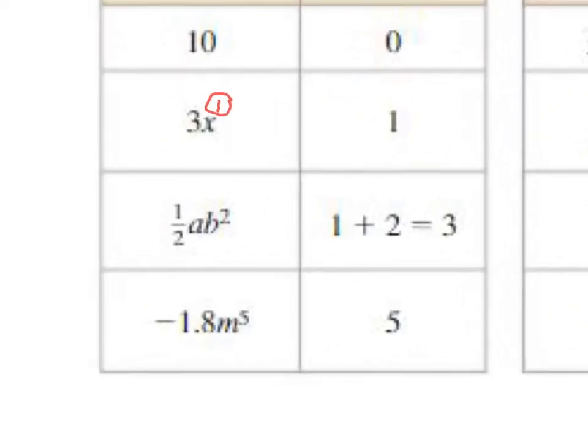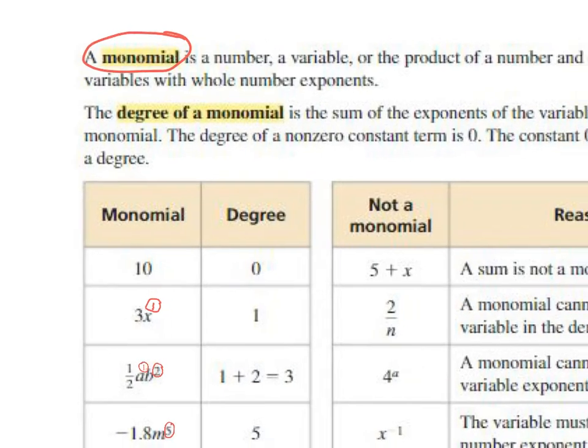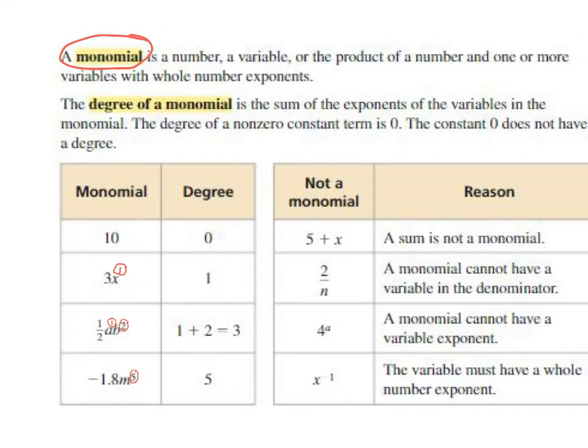This is the product of a number and one or more variables. It has a degree of 3 because of this exponent 2 and this exponent 1. The last one is a monomial. It's the product of a number and a variable, and it has a degree of 5 because of this exponent. So the degree of a monomial is the sum of the exponents of the variables. The degree of a non-zero constant term is 0. So here is our constant term. It has a degree of 0 because there is no exponent.